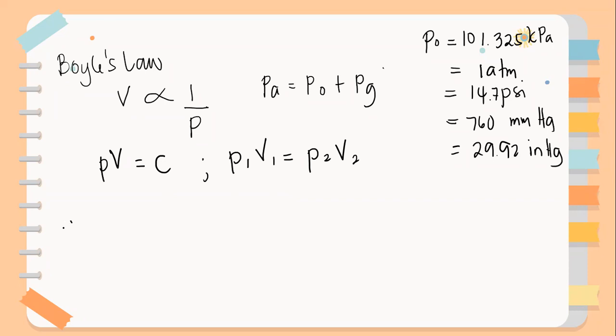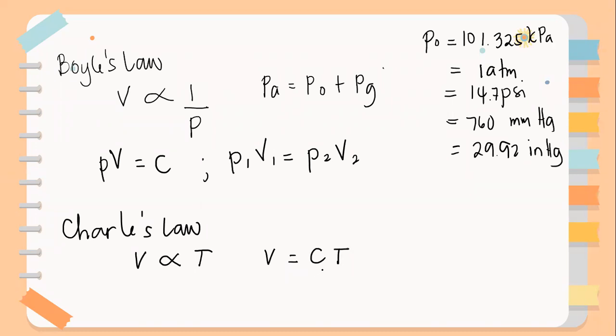Then we have Charles' law. Under Charles' law, if the pressure on a particular quantity of gas is held constant, then with any change of state, the volume will vary directly as the absolute temperature. We have the volume directly proportional to the temperature, where volume is equal to a constant times the temperature, or V over T equal to a constant.